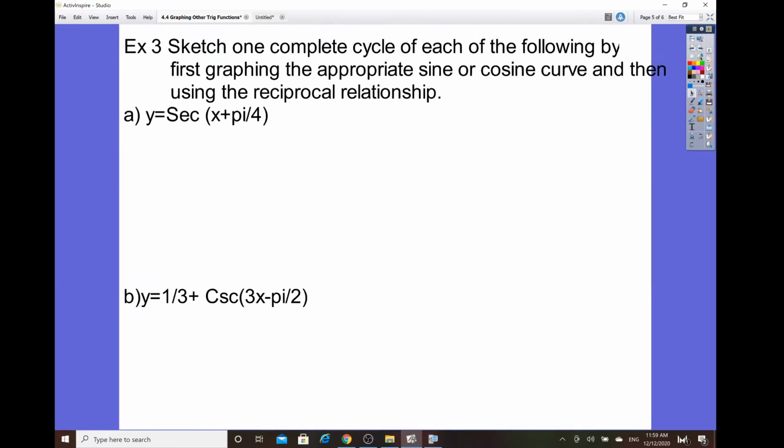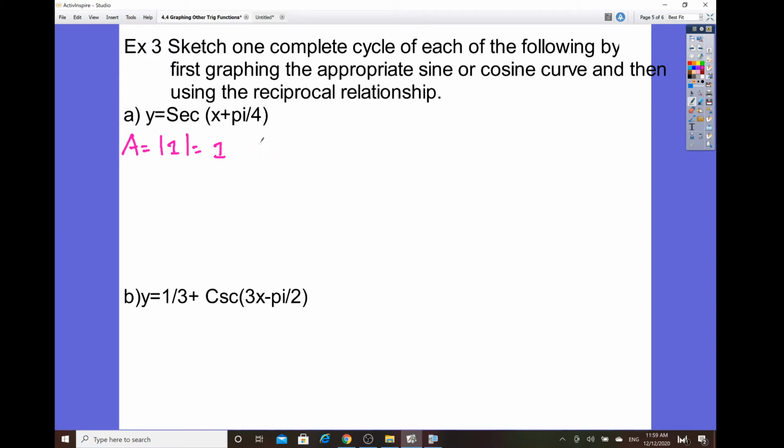Okay, so let's look at that example. Sketch 1 complete cycle of each of the following by first graphing the appropriate sine or cosine curve and then using the reciprocal relationship. Definitely that would be the easiest strategy to come up with the secant and cosecant graph. So let's find all the central elements. The central element means the scalar, the value of a, which is 1, absolute value of 1, then that's 1. So that's a normal secant curve.